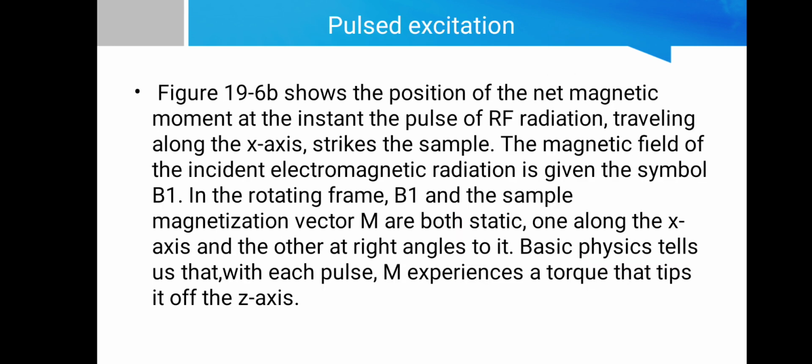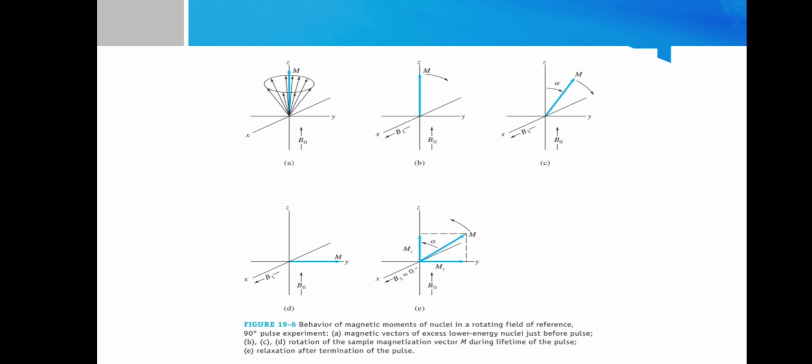Pulsed excitation, the figure will come. It shows the position of the net magnetic moment at the instant the pulse of RF radiation traveling along the x-axis strikes the sample. The magnetic field of the incident electromagnetic radiation is given the symbol B1. In the rotating frame, B1 and the sample magnetization vector M are both static, one along the x-axis and the other at right angles to it. Basic physics tells us that with each pulse, M experiences a torque that tips it off the z-axis. So this is described as the pulse excitation behavior of magnetic moments of nuclei in a rotating frame of reference.